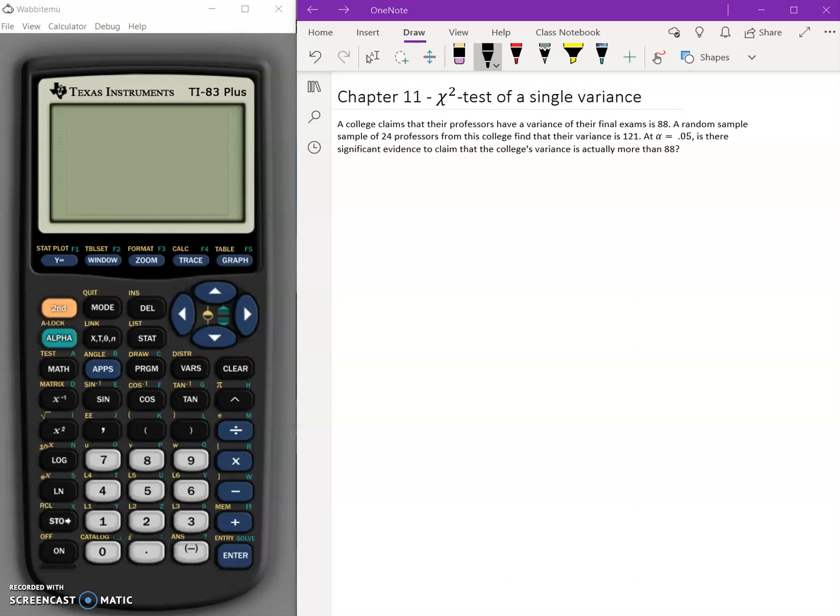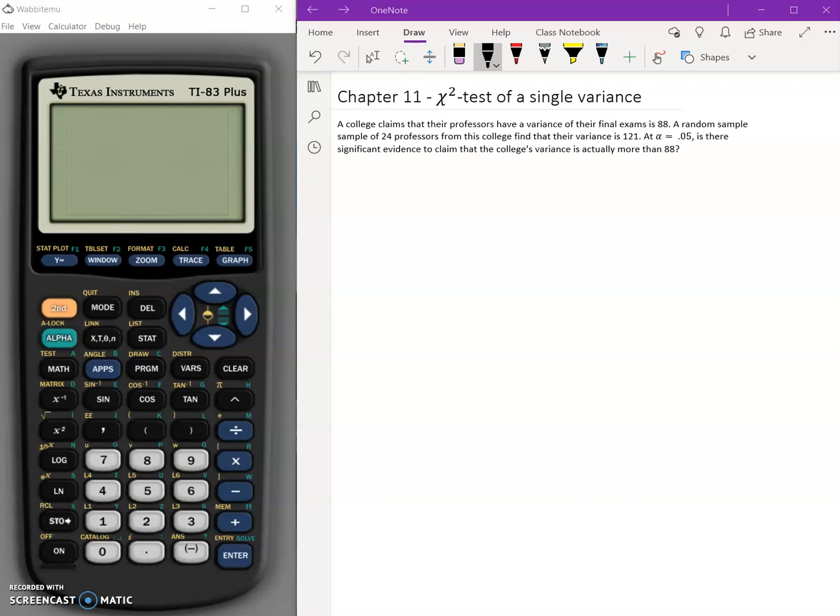So let's take a look at our first example of a chi-squared test of a single variance. A college claims that the variance of their professors' final exams is 88. A random sample of 24 professors from this college finds that their variance is 121. At alpha equals 0.05, is there significant evidence to claim that the college's variance is actually more than 88?